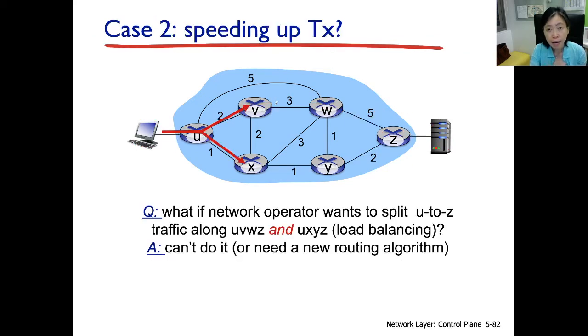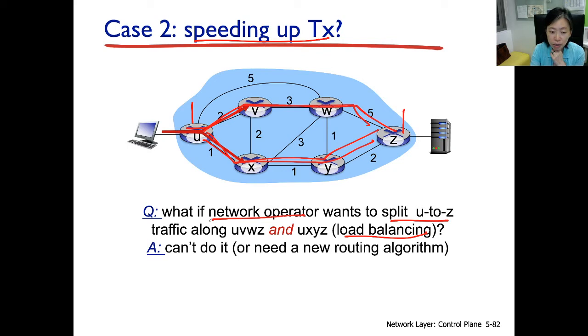This is the second scenario. It's based on scenario 1. So the only difference is this. The network admin this time wants to split traffic from U to Z two ways. Half of it goes this way and the other half of it goes this way. Because by doing so, we kind of balance the load this way as well as this way, so the potential of running into congestion is lower. Therefore, we speed up the transmission overall for flow UZ.